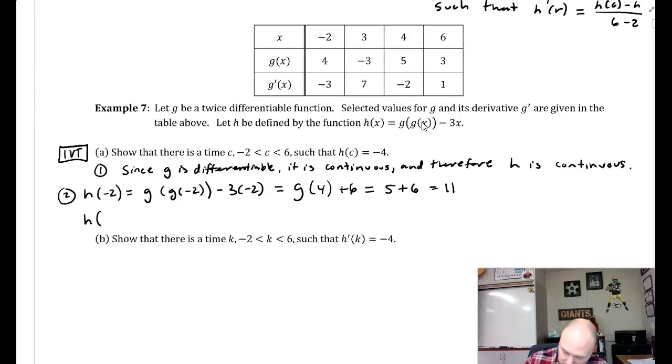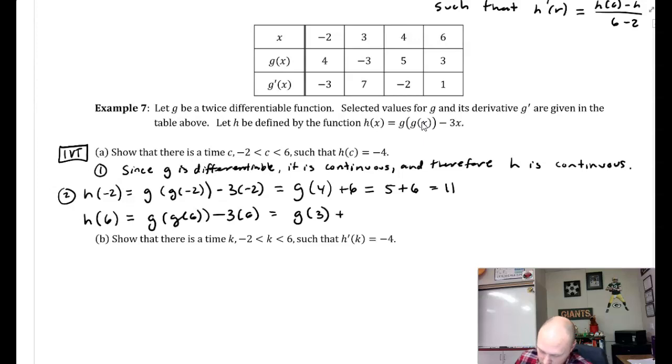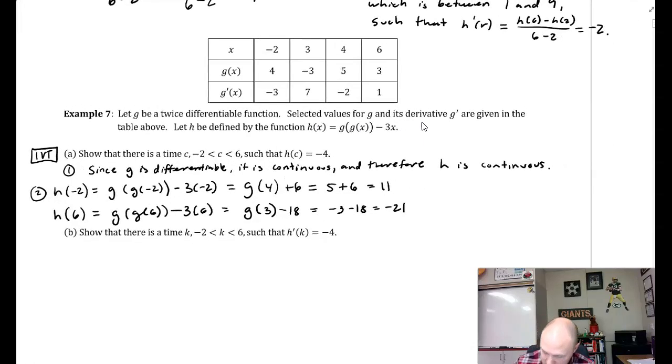Okay, now I'm going to do the same thing, but this time for 6. So I'm just going to plug in 6 into my function here. So I have g of 6, and g of 6 is 3. So now I have g of 3 minus 18. And g of 3 is -3, minus 18. That equals -21. So I'm just going to show this. Is -4 between these values? Yes. -21 is less than -4, which is less than 11.